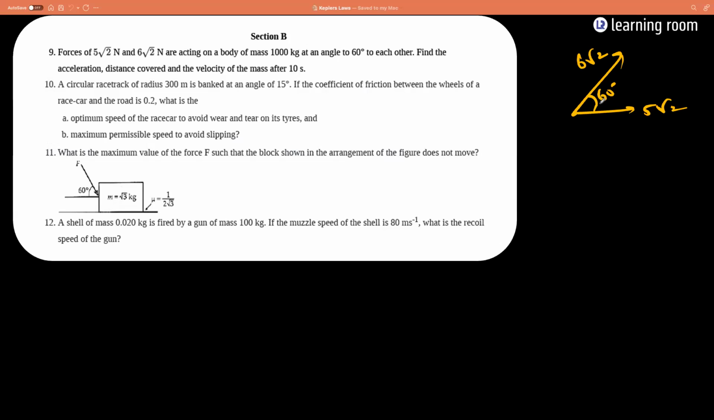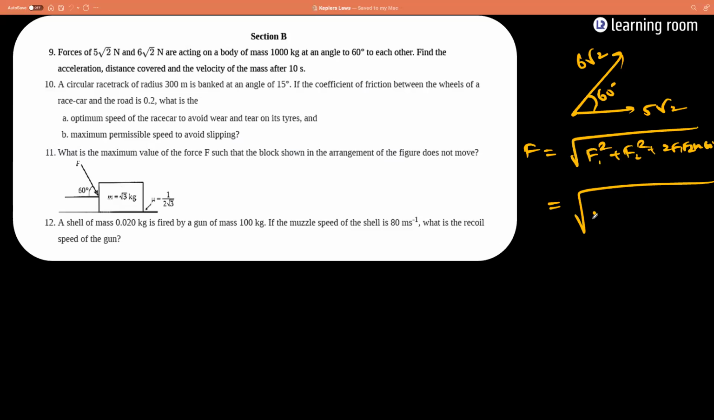Everyone. So first find the resultant. How will you find the resultant? Root of F1 square plus F2 square plus 2 F1 F2 cos 60 here. So root of F1 square is 50 here, F2 square is 72, plus 2 into F1 into F2. So 6 into 5 is 30, 30 into 2 is 60, 60 into 2 is 120, into cos 60 is half. It is going to be 60.